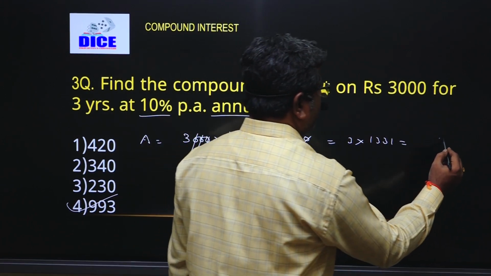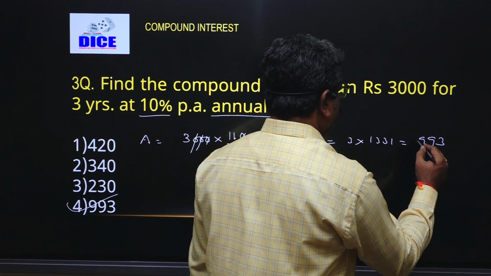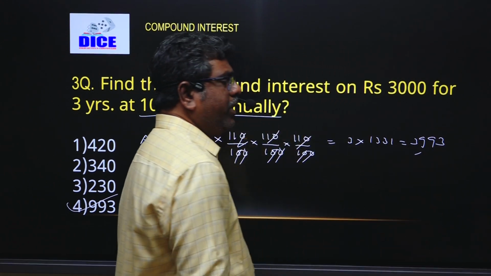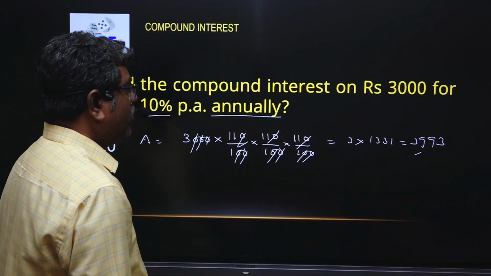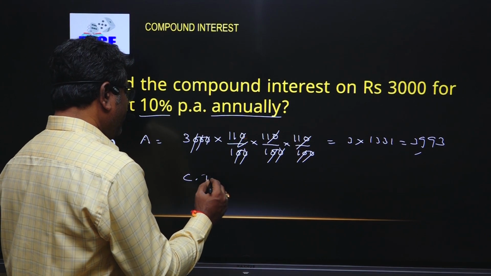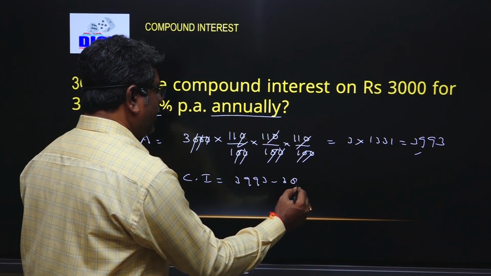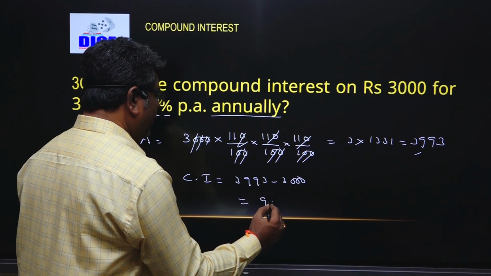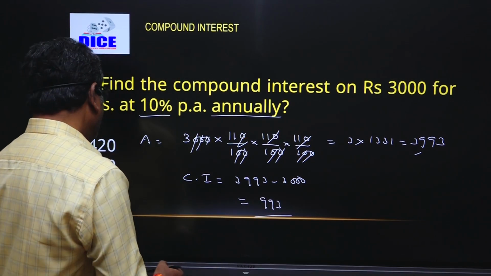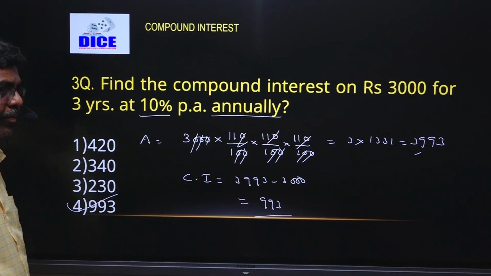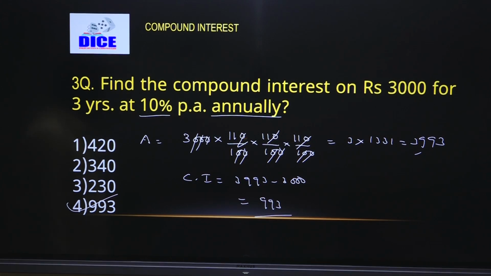So 3 into 1, 3. 3 3s are 9. 3 3s are 9. So the final answer, the amount, is 3993. So CI is equal to 3993 minus principal 3000. So what is the final answer? 993 is the final answer. Okay, so here squares and cubes are very useful for us. Next question.